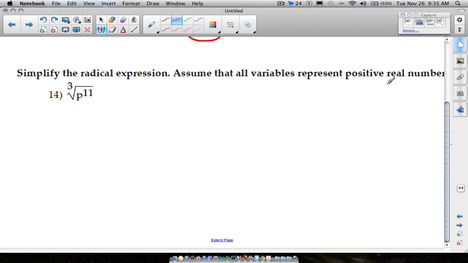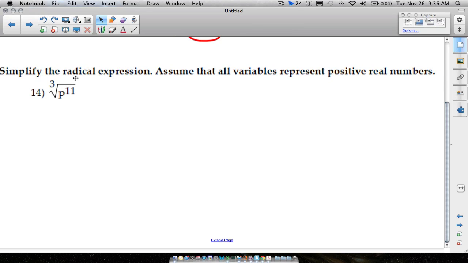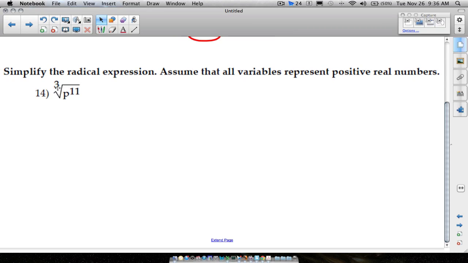Now, simplify the radical expression. Assume that all variables represent positive real numbers. So there's no need to worry about absolute value here. Besides, we're taking a cube root anyway, so there's no need to worry about absolute values whenever we take an odd root. But anyway, p to the 11th.